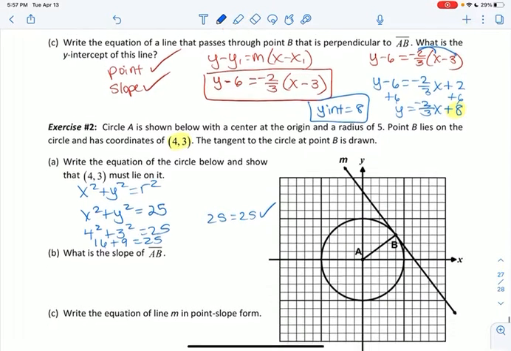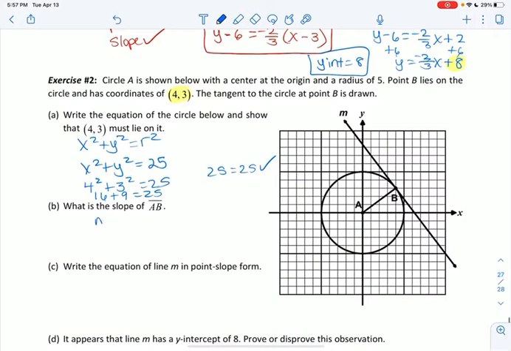Great. Now I want to find the slope of AB. Well, A is the center, 0, 0, and B is the point 4, 3. So I'm just going to find the slope. Change in y goes on top, 3 minus 0. Change in x goes on the bottom. All right, 3/4. So far, so good.